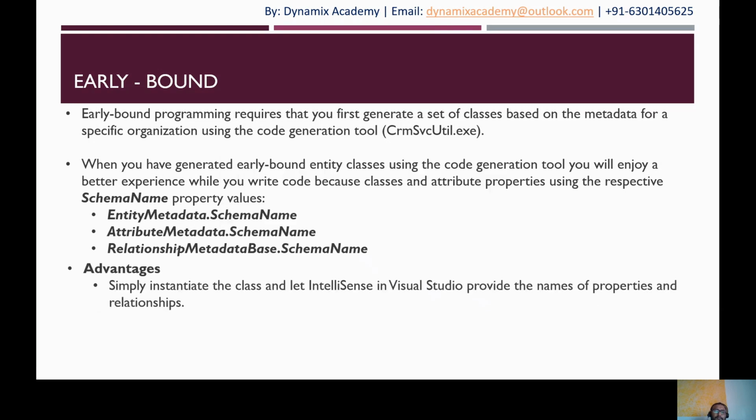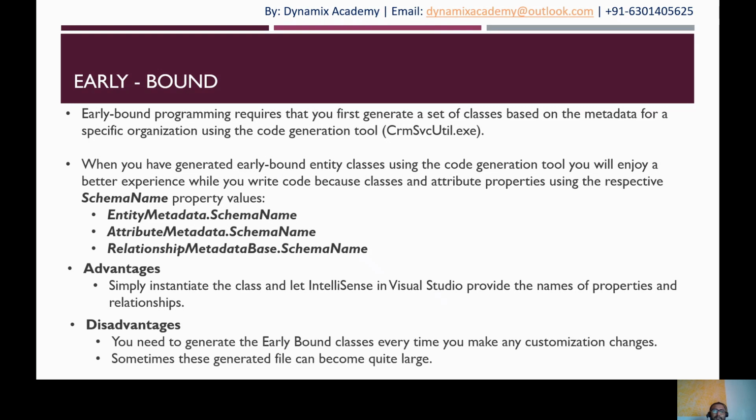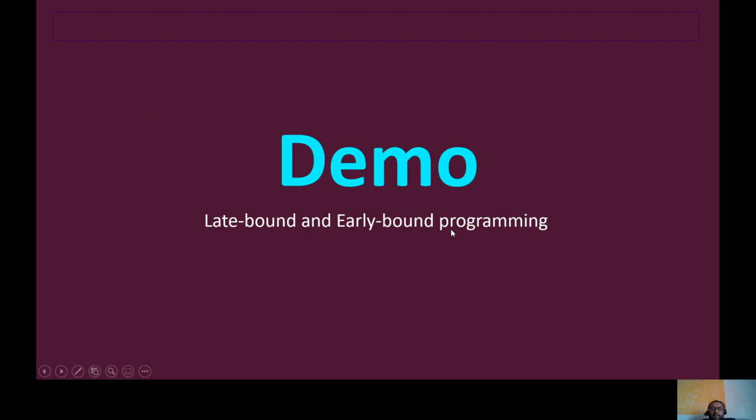So let's look at some of the advantages. You can simply instantiate the class and let the IntelliSense in Visual Studio provide the names of the properties and relationships. At the same time, some of the disadvantages are you need to generate early bound classes every time you make any customization changes, and sometimes these generated files can become quite large. So these are the two main disadvantages for this style of programming. Having said that, let me now show you a step-by-step demo of both late binding and early binding programming.